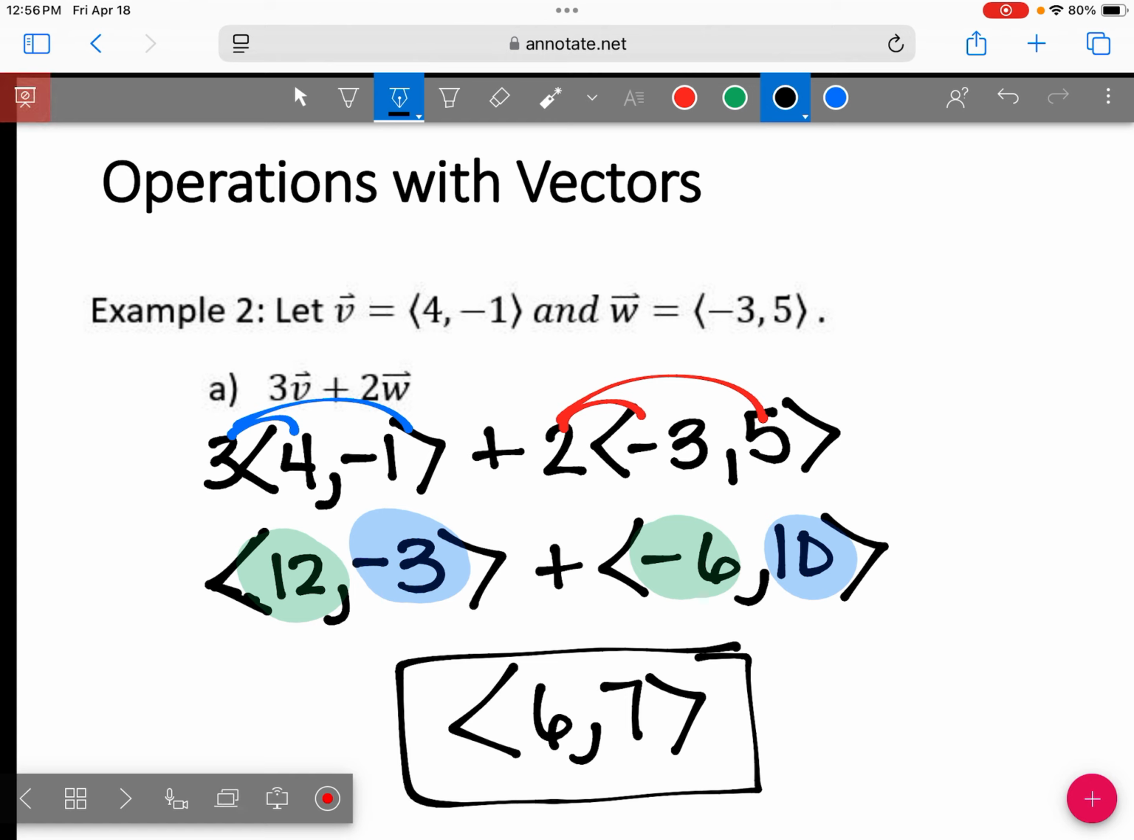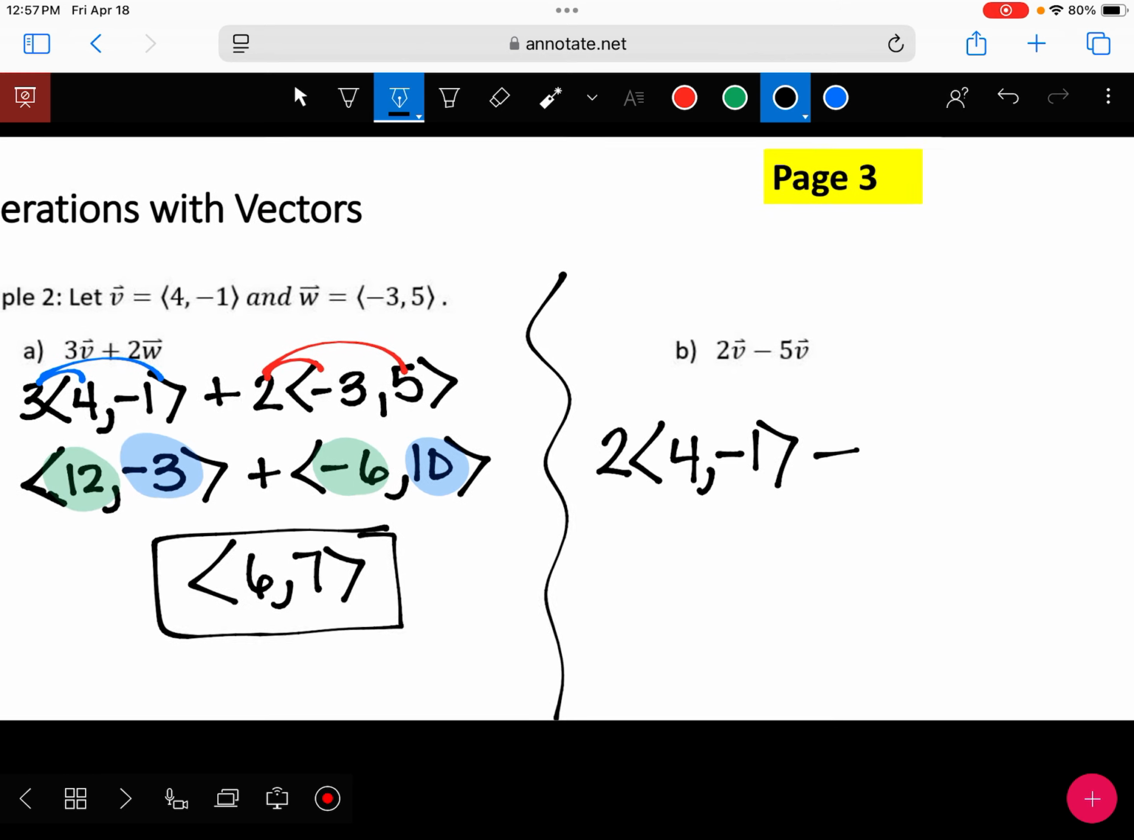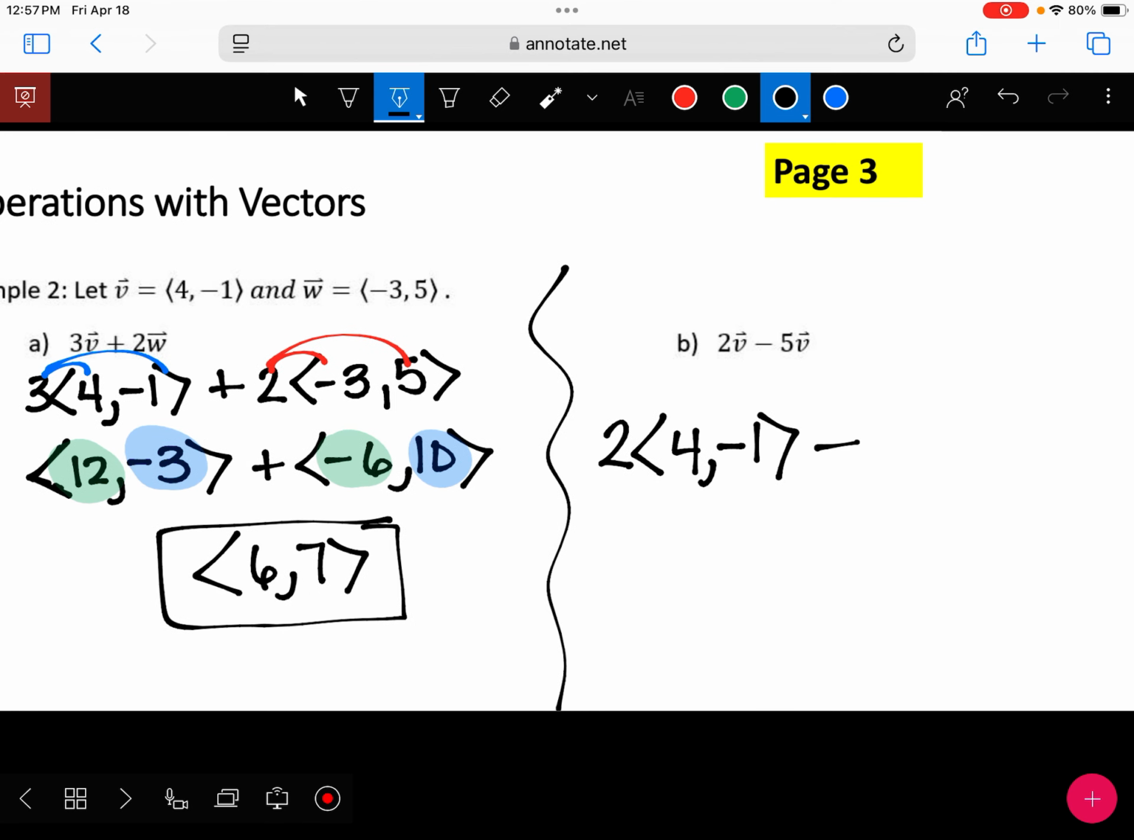All right, now let's do question B. This is all we're doing, is operations with vectors. Question B is saying take vector V and multiply it by 2, and then take vector V again and multiply that by -5.